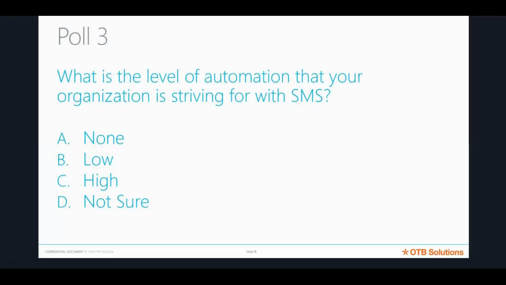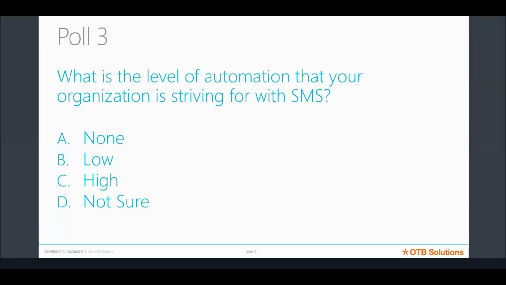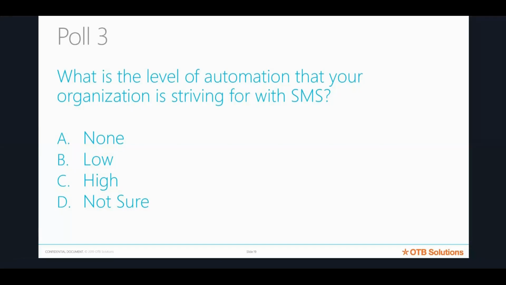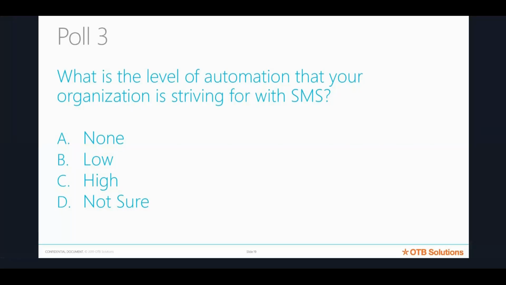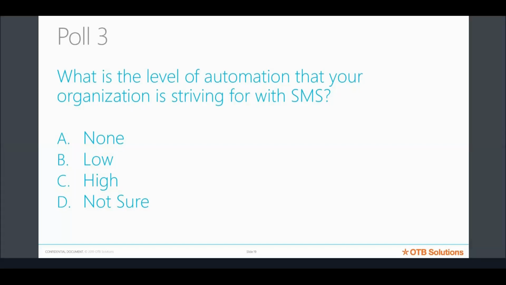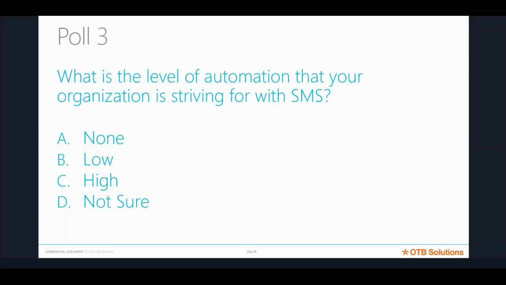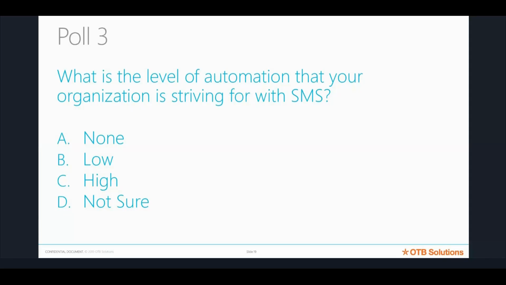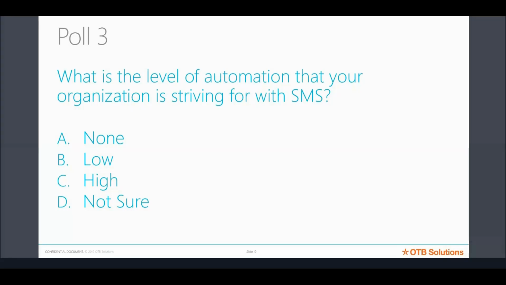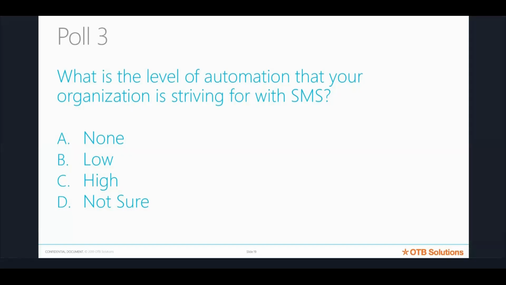So we wanted to ask another polling question. Kristen? So what is the level of automation that your organization is striving for with SMS? Is it none, low, high, or you're not sure? Looks like we've got a mix of answers here. Most people are saying high. There's a couple not sures and a few lows. So it's really 50% high and a mix of not sure and low for the rest.